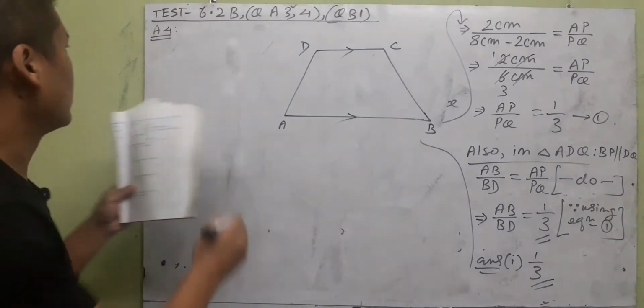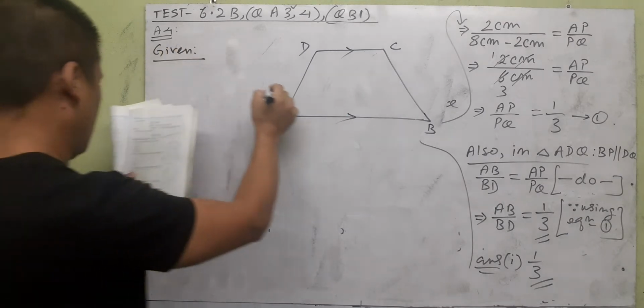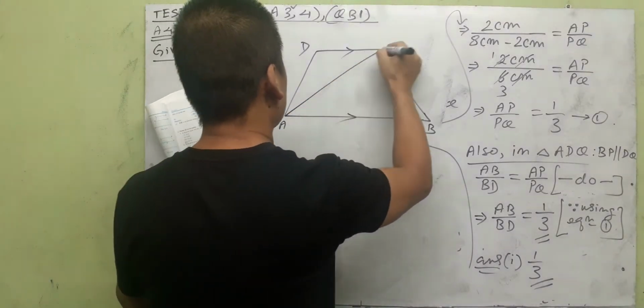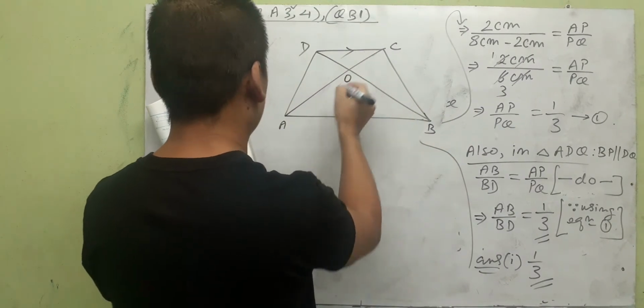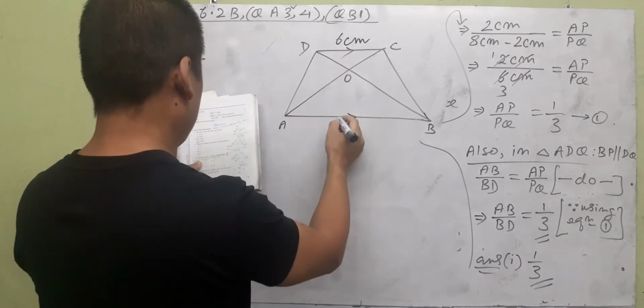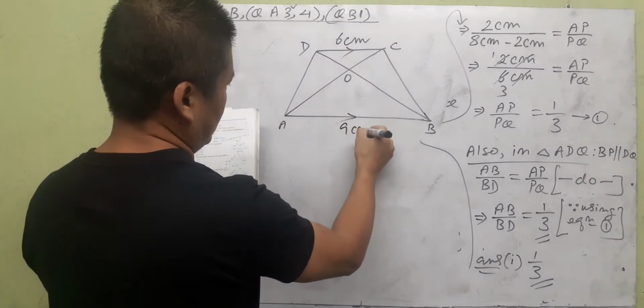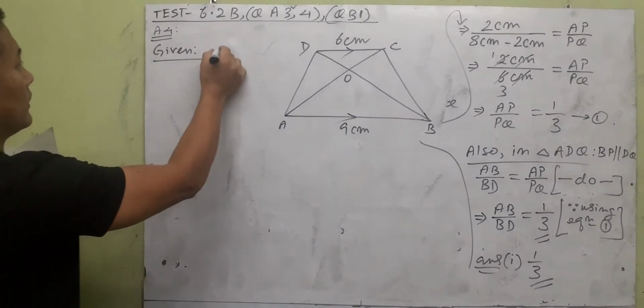Okay. So let us write here given, and then the diagonals are joined in the diagram. So let us join this here and this one here. They cut each other here at O. This is given as 6 cm and this is given as 9 cm, as given in the diagram and in the question.